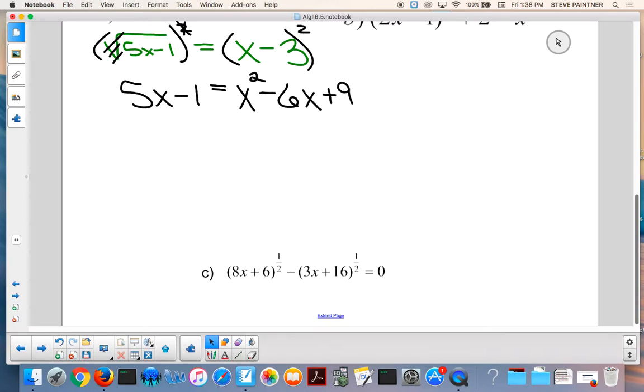Negative b plus or minus square root of b squared minus 4ac, all of it over 2a. But don't do that. That's too much work. Let's factor. If you remember, in factoring, you want 0 on one side. Get everything else over there.